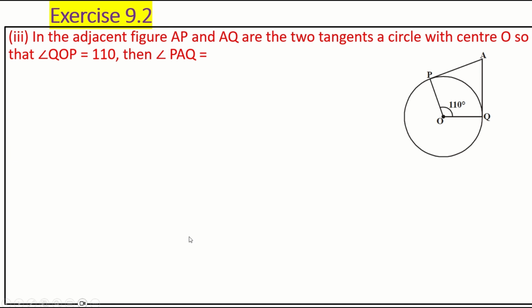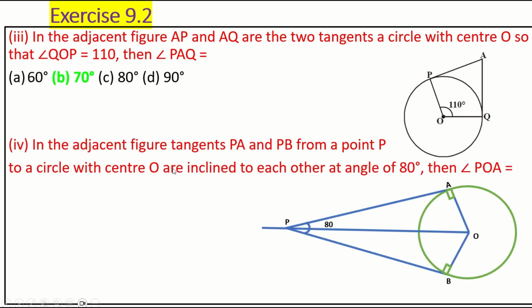Next. In the adjacent figure, AP and AQ are the two tangents to a circle with center O, and the angle made at the center, POQ, is 110 degrees. What is the angle PAQ? That's the question. We know that the sum of these opposite angles is 180 degrees. So angle PAQ will be 180 minus 110, which is 70 degrees. That's the answer. Next.